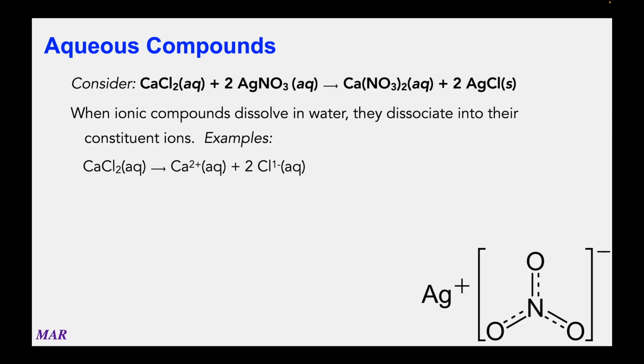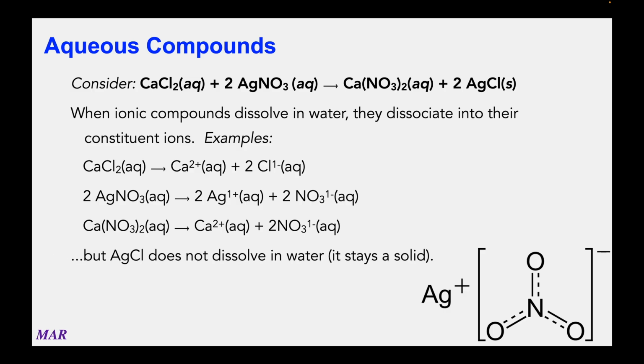Now, an interesting thing about ionic compounds dissolved in water is that if they dissolve in water, if they're AQ, they don't stay that way. They actually break up into the ions. So calcium chloride would be calcium 2 plus and 2 chloride ions, stuff like that. Silver nitrate would become silver plus and nitrate. And calcium nitrate above would become calcium ions and 2 nitrate ions. But silver chloride, a solid, does not break up into the ions.